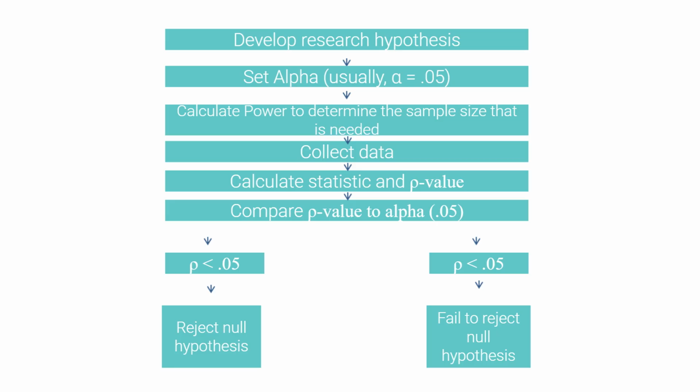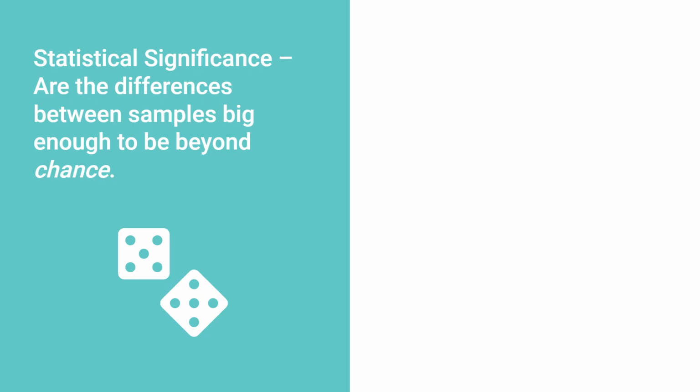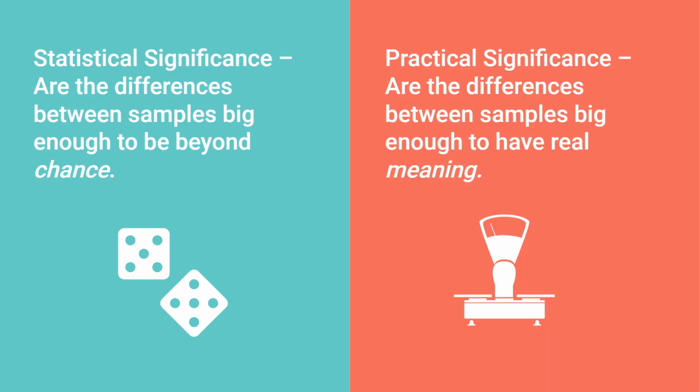If the statistic you calculate has a p-value that is less than 0.05, then the findings are said to be statistically significant. Statistical significance is the main way in which we evaluate a hypothesis. This tells us the likelihood that our statistic was large enough to be beyond chance. Another type of significance that is less discussed but is equally important is practical significance. Practical significance gives us an estimate of the size of the statistic we have found and helps us to determine whether the differences between samples are big enough to have real meaning.